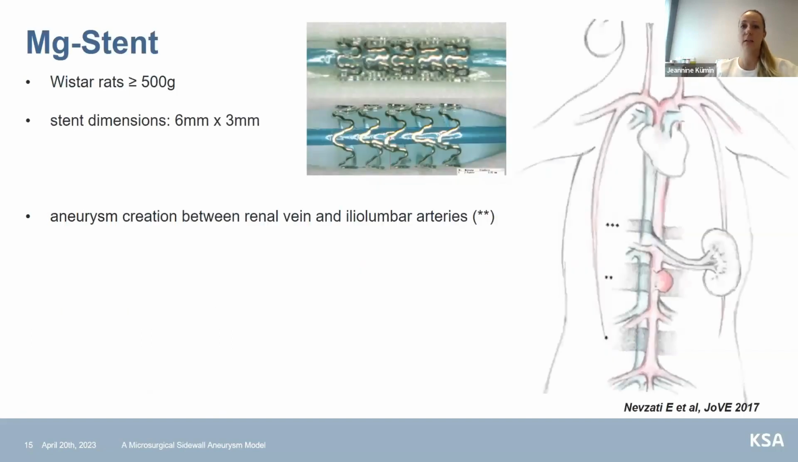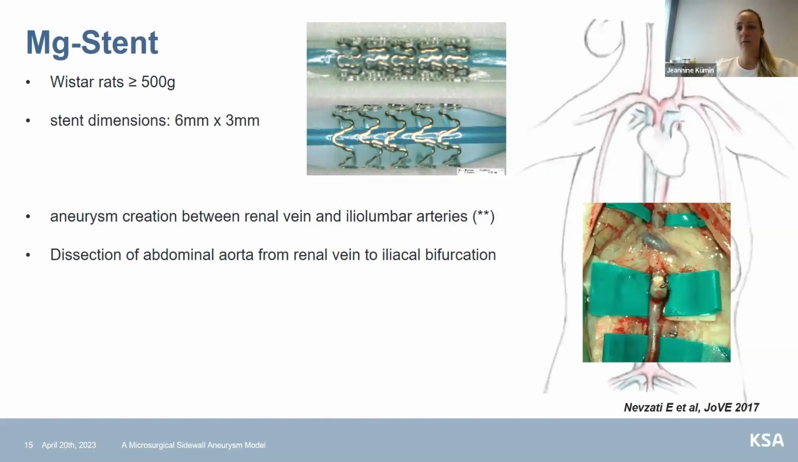This led us to the next experiment with the magnesium stent. Unfortunately, these stents are quite big, so they have a diameter of around 3 millimeters when they are fully expanded. So we were limited to bigger animals with a weight of at least 500 grams. Then the aneurysm was created between the renal vein and the iliolumbar arteries, as previously described. It's here segment 2 in this picture on the right.